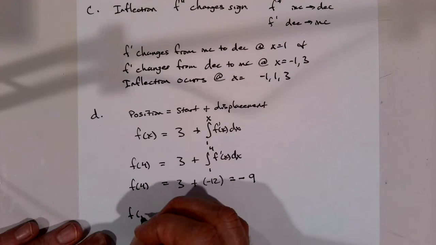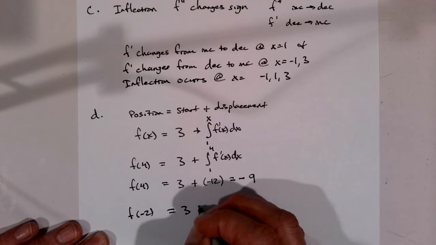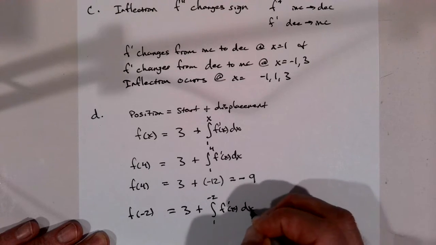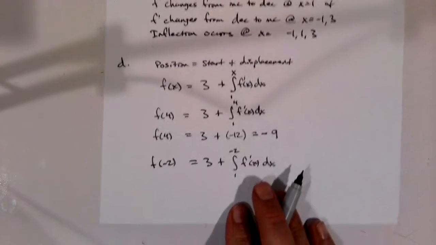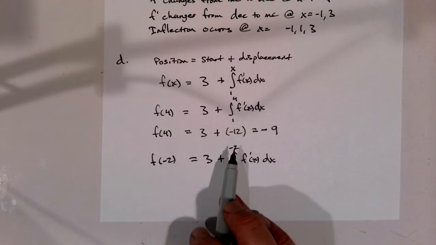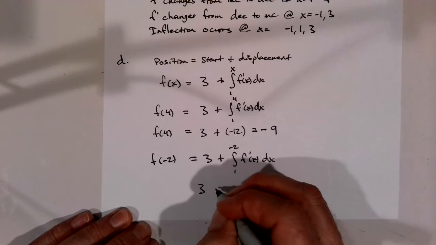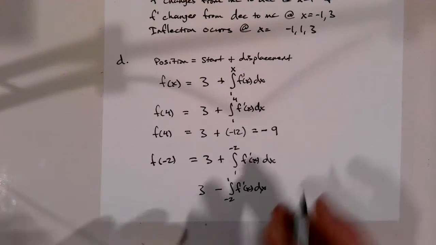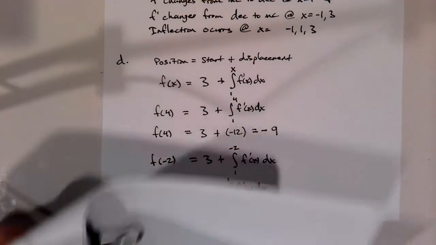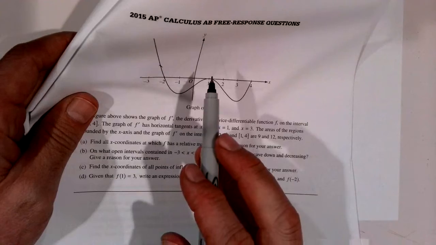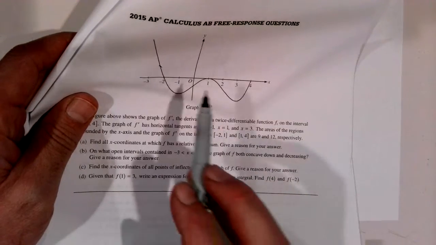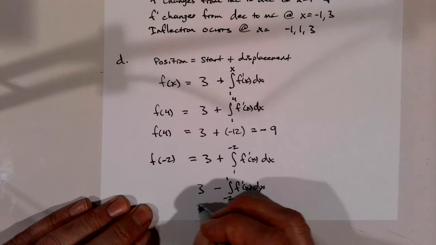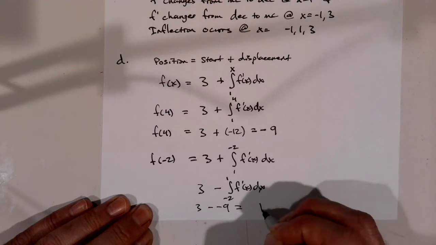Then f of negative 2 it asks us to find. We'll do 3 plus the integral from 1 to negative 2 of f prime of x dx. Okay. Now what's interesting here is you can see they want you to recognize that you have a flip of the signs. So we can do 3 minus the integral from negative 2 to 1 of f prime of x dx. So look at the area from negative 2 to positive 1. And this area here, it says is 9 because it's below the x-axis. We would call that negative 9. So we have 3 minus negative 9 is equal to 12.